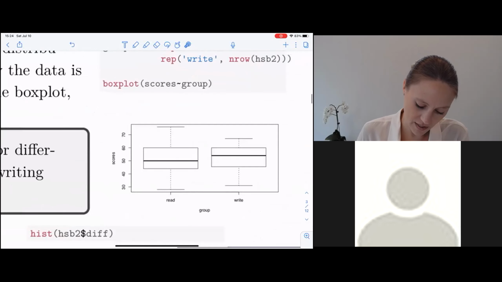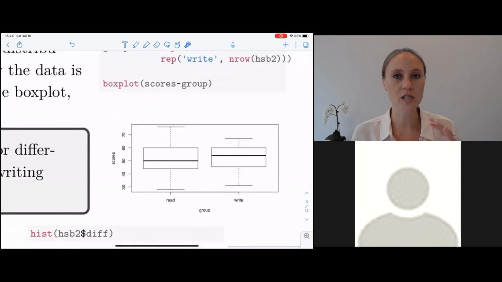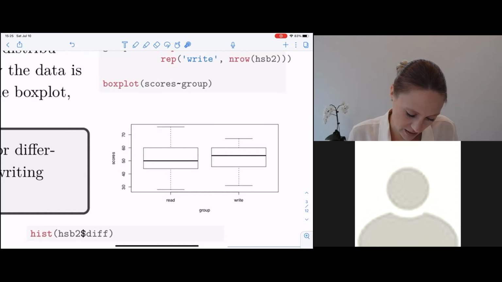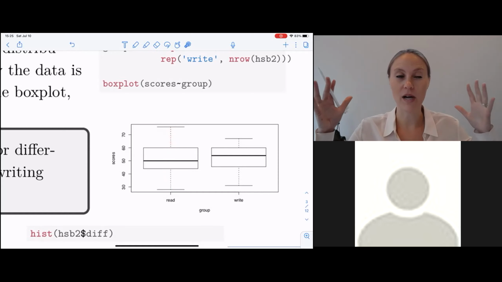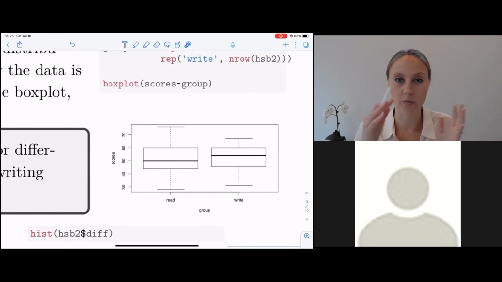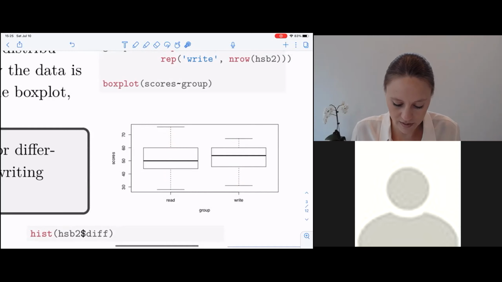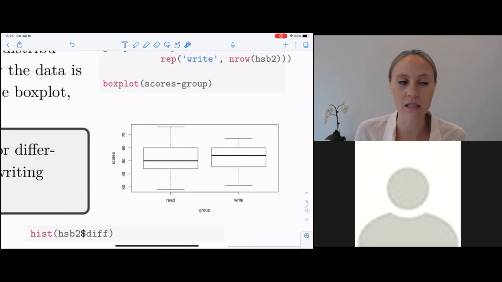And so this is a side-by-side box plot, and a box plot that's symmetric, or roughly symmetric, means that we also have an approximately normal distribution. It looks like our reading scores have a little bit wider spread than the writing scores. The writing scores seem to be more compact with a slightly higher median. Remember, the thick line is the median. We don't see the mean here, which is what we're going to analyze.